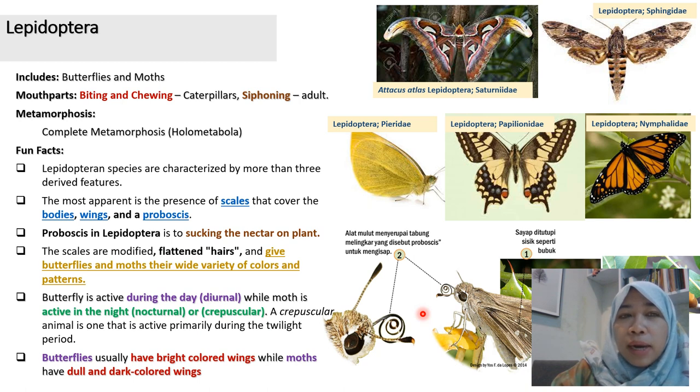The most part that is different is in the larvae and the adult. The larvae or the caterpillar, the mouth part is biting and chewing, and the adult is siphoning. And you see in the picture, this is like a spiral, and this type is siphoning. This is for sucking the nectar. So if they don't eat nectar, the shape is like that. But if they suck the nectar, they will expand their mouth, so they can suck the nectar from the flower. The metamorphosis is complete metamorphosis, as you know. Holometabola.